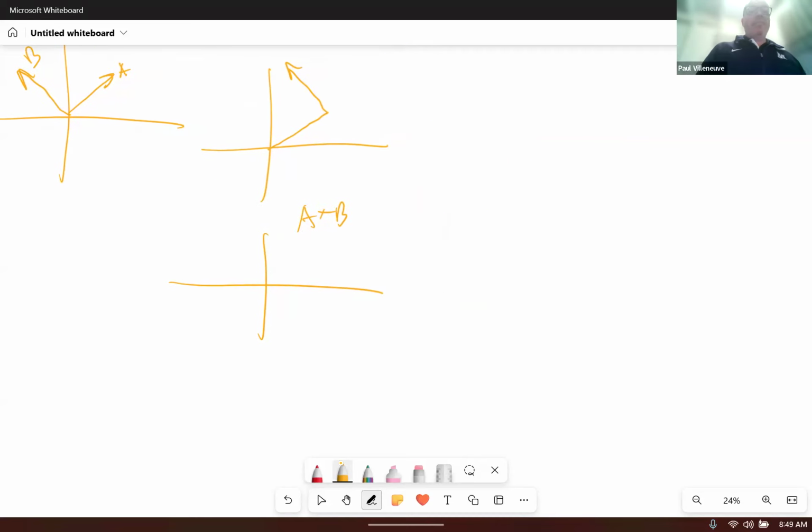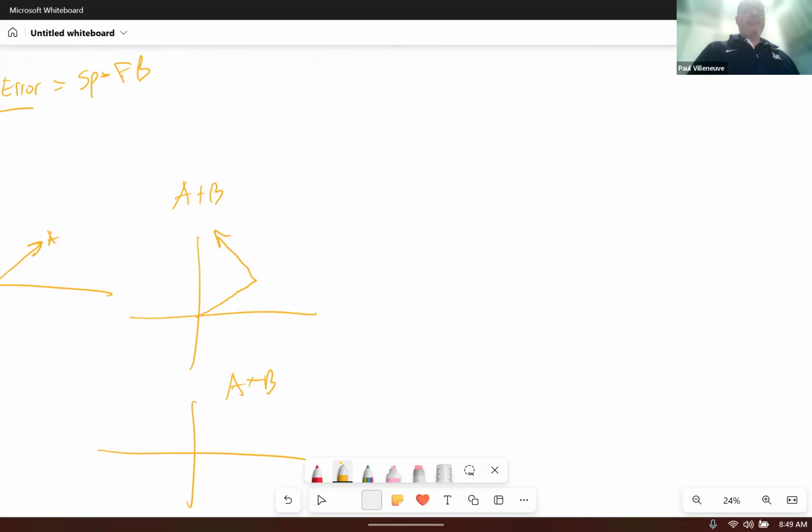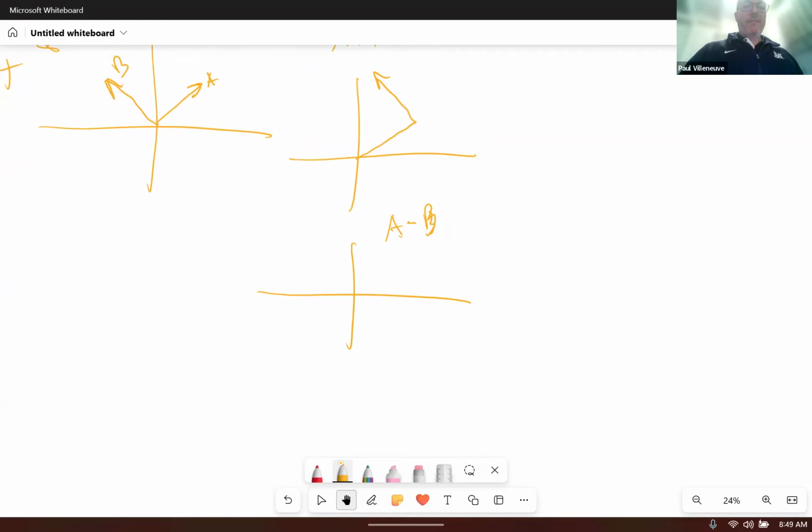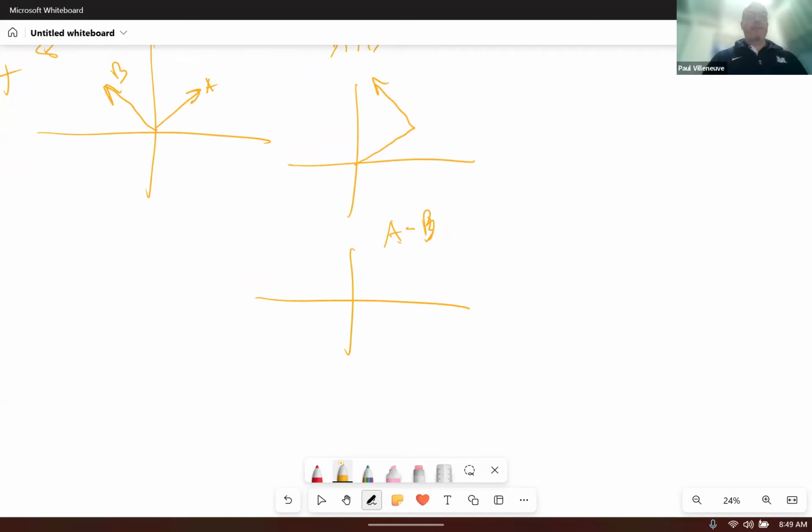So that's A plus B, right? What if I want A minus B? How do you solve for A minus B? This is A. Is it minus B like this? You phase shifted 180 degrees, right? Isn't that taking the negative of a complex number?